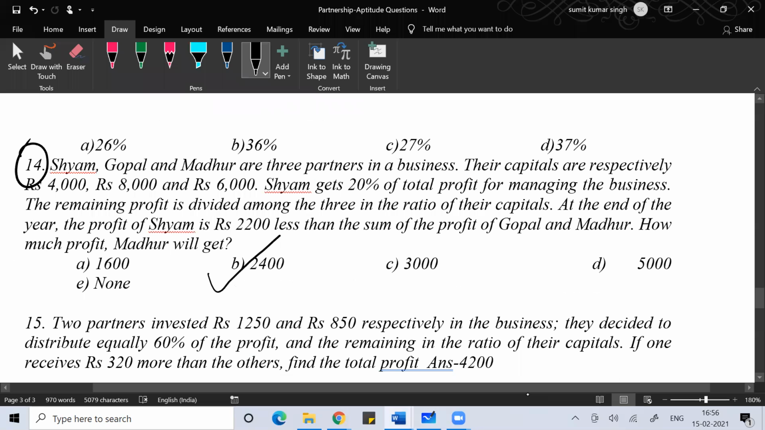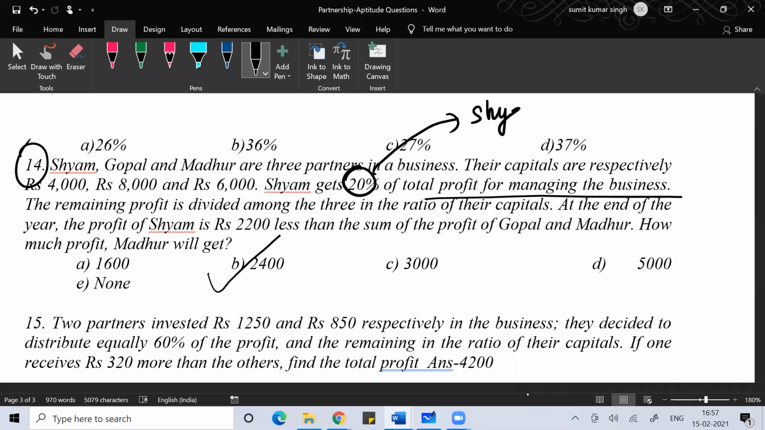Okay, so I hope you are understanding that part. The capitals are 4,000, 8,000, 6,000. Shyam gets 20% of the total profit for managing the business, because Shyam is the working partner and the others are sleeping partners. So Shyam is taking 20% of the profit upfront from the business. Then the 80% will be divided among the three in the ratio of the investment.